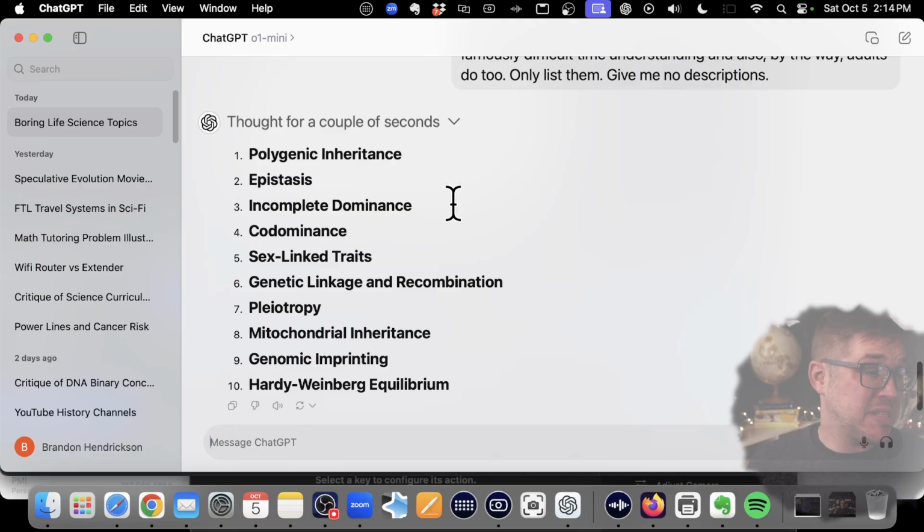Okay, now let's see what it came up with. Polygenic inheritance, epistasis. I don't even know what that is. Incomplete dominance, oh man, this is so good. This really is like with a black hole, my understanding. Sex-linked traits, I know what that one is. Genetic linkage and recombination. Pleiotropy, I used to know what that is. Mitochondrial inheritance. I do know what that is. Genomic imprinting and Hardy-Weinberg equilibrium. I don't know what that is at all. I know who Hardy was. I think I know the Hardy that they're talking about.